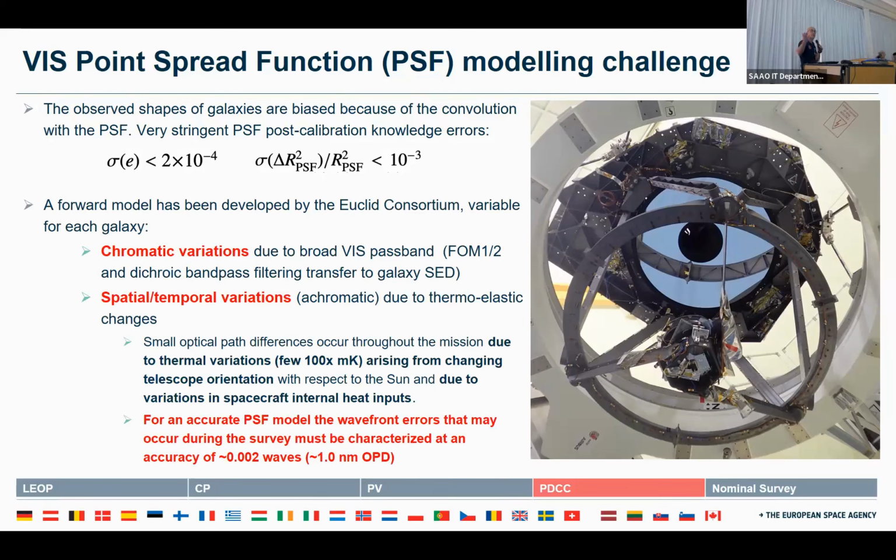And there are 2 reasons that the PSF is varying. One is the chromatic variations, because it's a very broadband filter, and the other is the spatial and temporal variation. As the spacecraft is moving around, the sun direction is changing, very small. So actually, 1 nanometer optical path differences change the PSF in a way that the model has to follow.